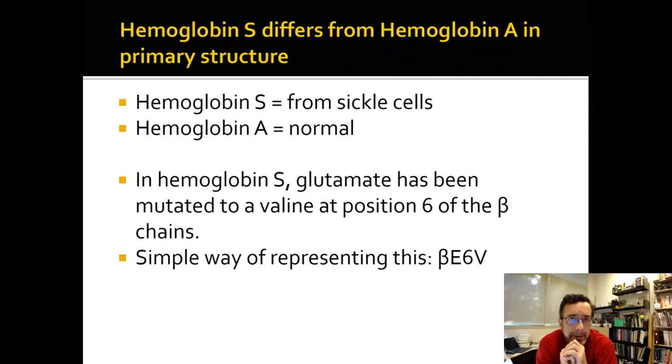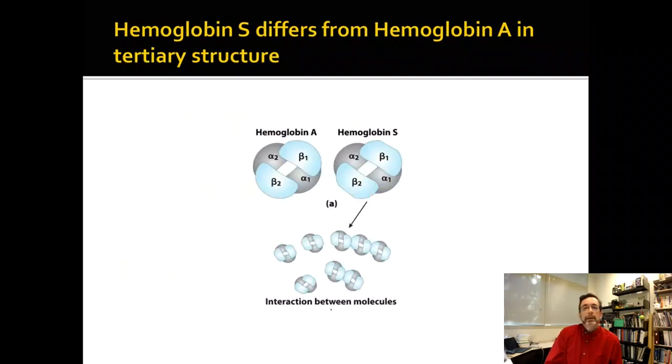That's not a big difference, is it? I mean, it's a difference of charge, but there's a lot of residues in hemoglobin. Why would that one little change cause such a big deal? By the way, there's a simple way of representing this at the bottom, beta E6V. So primary structure is different, and actually that comes from one nucleotide being changed, which can cause that glutamate to valine mutation.